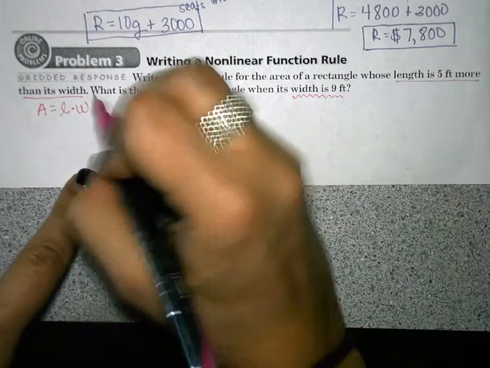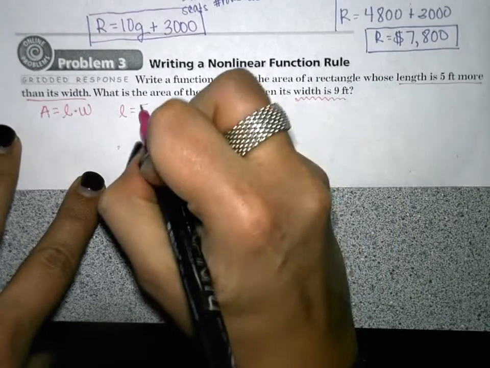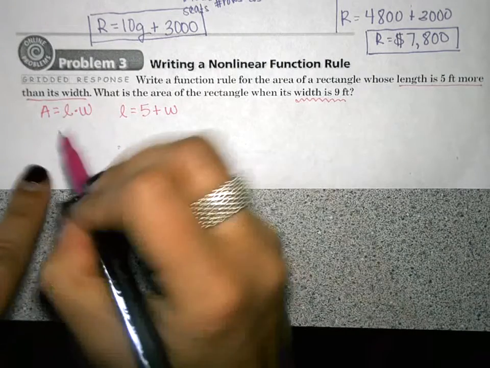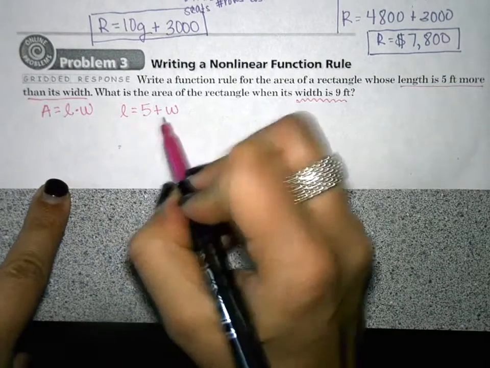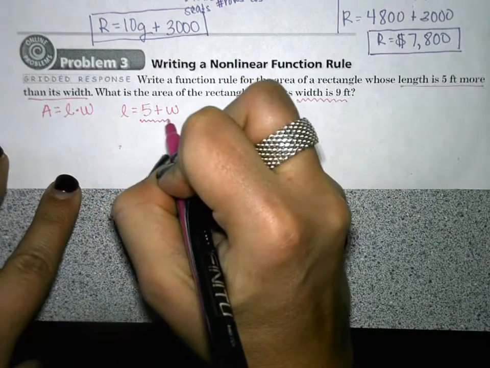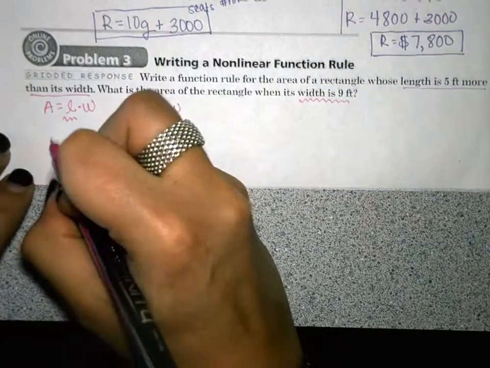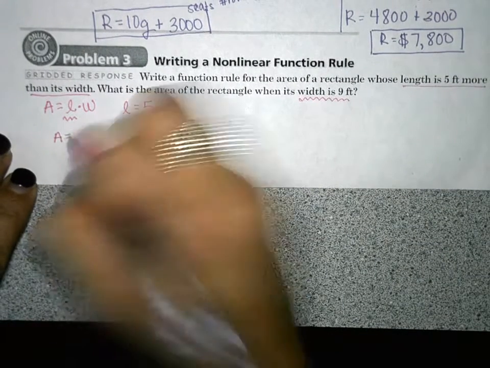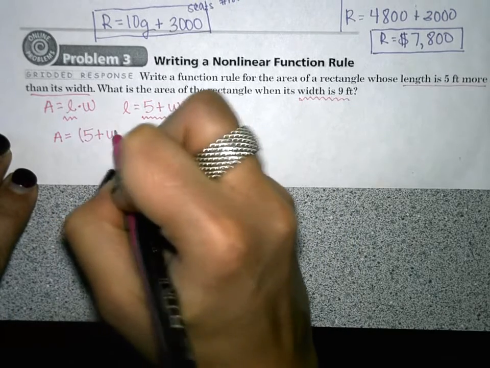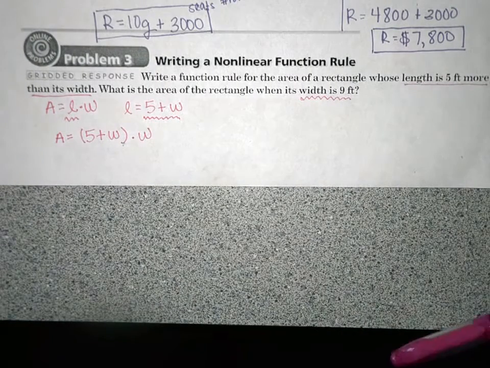And then they tell us that the length is 5 feet more than its width. So that's going to be 5 plus W. So what we're going to do from here is I have area as length times width. I know that the length is going to be 5 plus W. So I'm going to substitute 5 plus W in for the length in my original area problem. So that's going to be area equals length, which we know is 5 plus W, times the width. And then we want to simplify that.